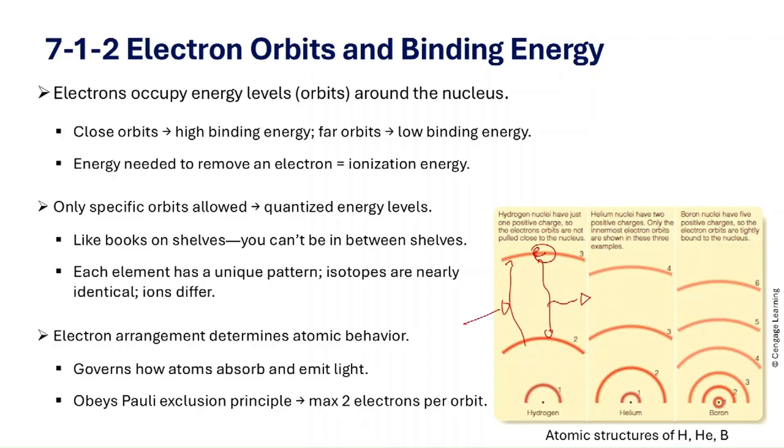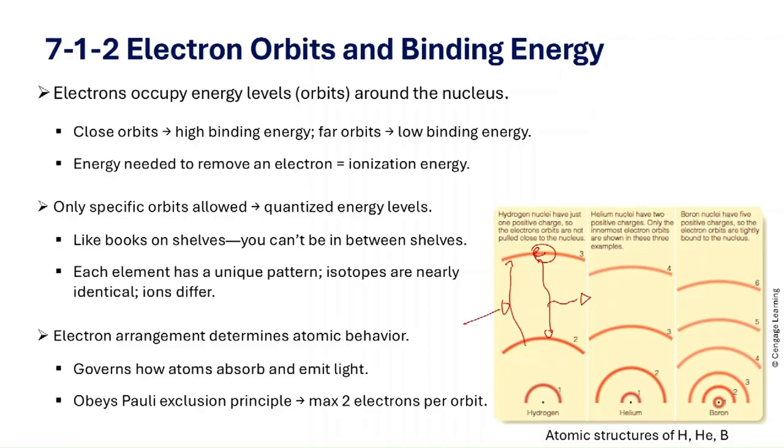Now imagine an electron falling from a high orbit to a low one. So what happens to the energy difference? It escapes as a photon, a particle of light, and that photon's color depends on the size of the jump. So this is exactly what creates the sharp lines we see in spectra.